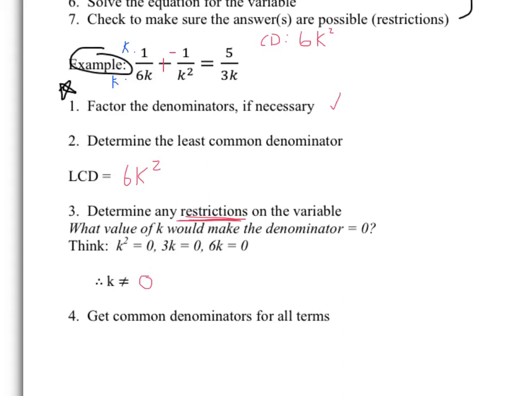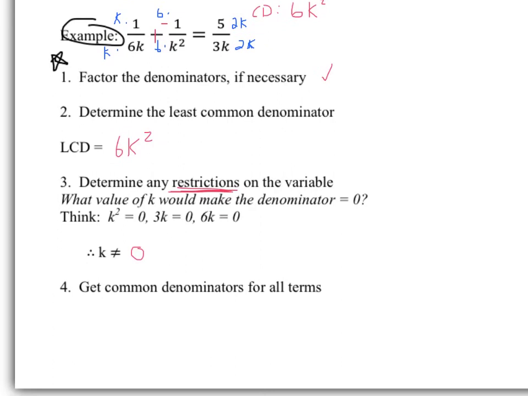So keep that in mind. So back to the question, the second fraction has a k squared, it needs a 6, so multiply top and bottom by 6. And the last fraction has a 3k, it needs to be multiplied by 2 to make it a 6, and another k. Now if that is done, then our new fraction will be k over 6k squared plus negative 6, because that's 6 times negative 1, over 6k squared equals 10k over 6k squared.